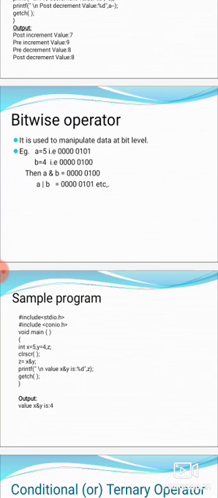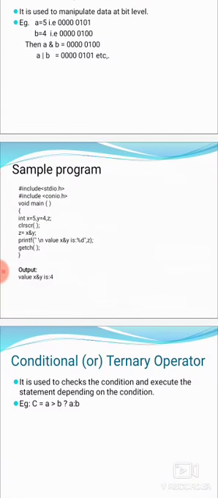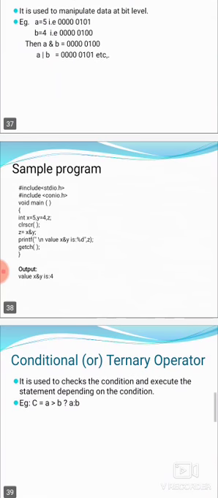Whereas for OR, when a particular value is 1, the output is 1. That is, for 0, 0 it is 0. For 0, 1 it is 1. For 1, 0 also it is 1. And for 1, 1 it is 1. So this is how the A or B operation is done.